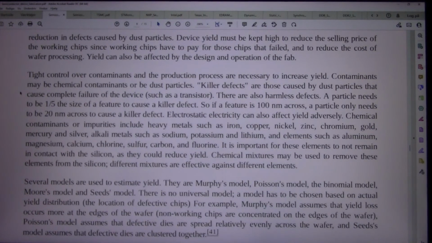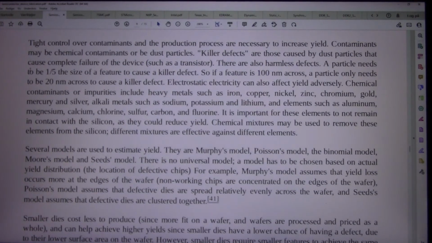by dust particles. Device yield must be kept high to reduce the selling price of working chips, since working chips have to pay for those chips that failed, and to reduce the cost of wafer processing. Yield can also be affected by the design and operation of the fab. Tight control over contaminants and the production process are necessary to increase yield. Contaminants may be chemical contaminants or be dust particles.